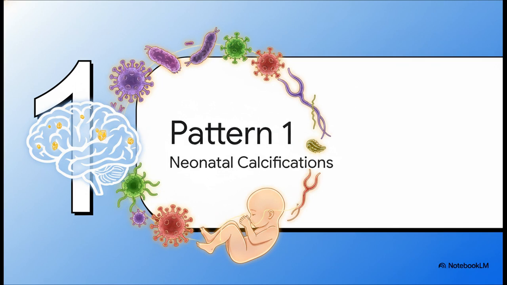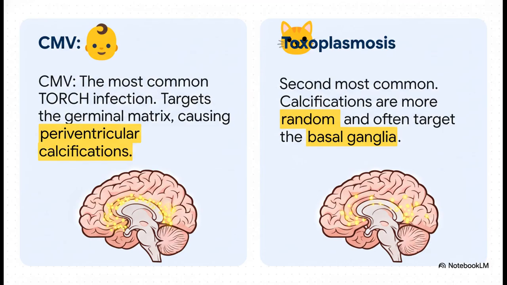Okay, so let's jump into our first pattern. Let's talk about calcifications in a newborn. The second you see this on a scan, your brain should just fire off one word: TORCH. Right? These are the big ones, the infections that really do the most damage, especially in those first couple of trimesters. Now, here's where it gets really interesting. Not all calcifications are created equal. Far from it. The location, that is everything.